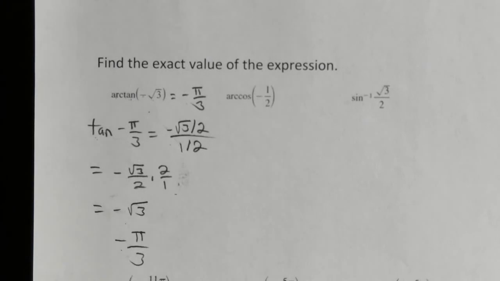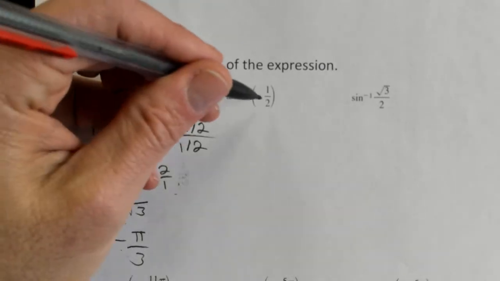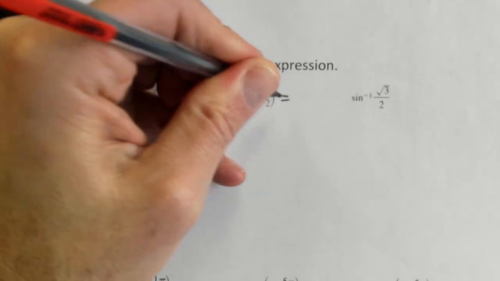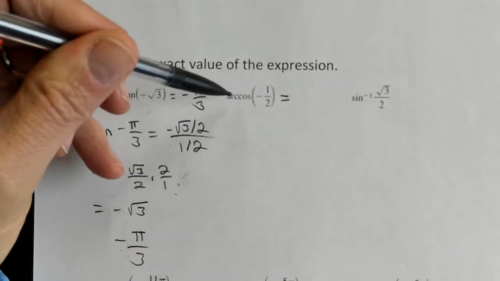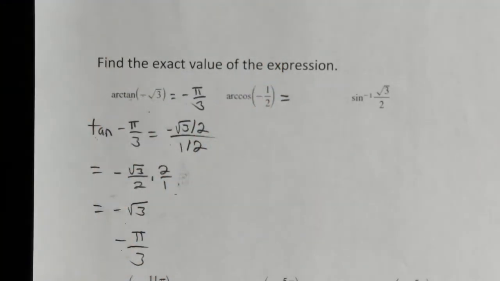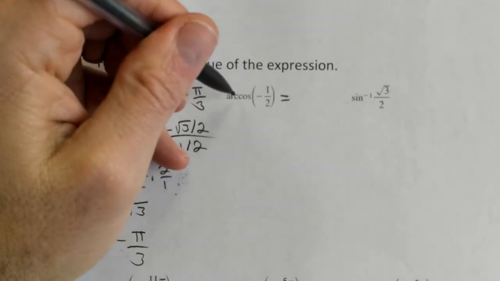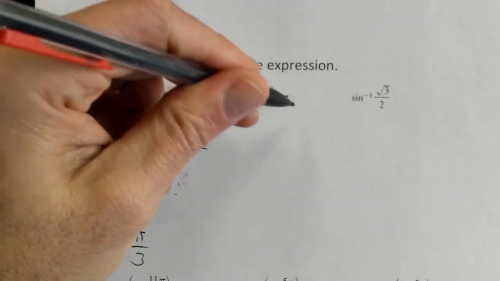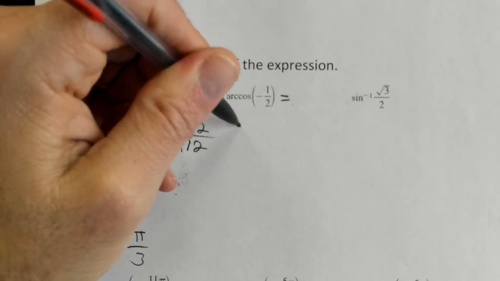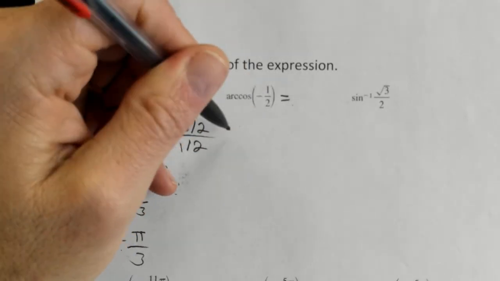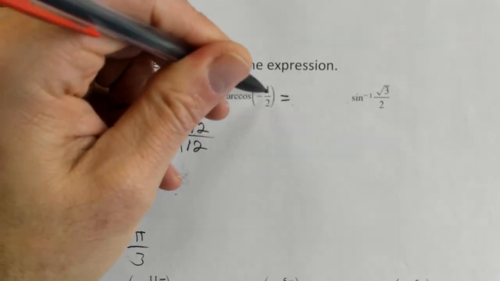All right, what about the next one? We have the arc cosine of negative 1/2, and we want to see what that's equal to. All right, so again, remember, your thought process here is working this backwards. So I want to see what angle whose cosine would give me negative 1/2. So the cosine of what angle would be negative 1/2.